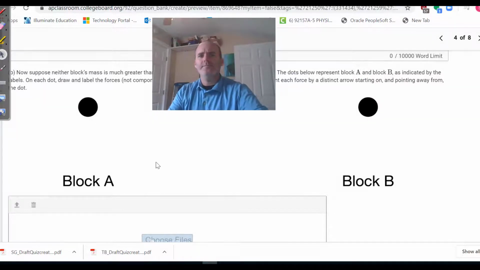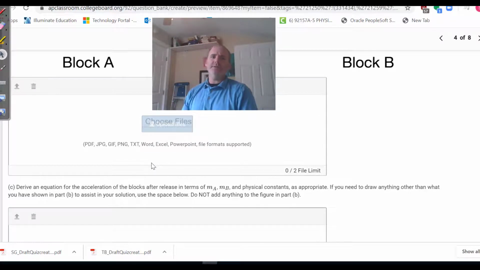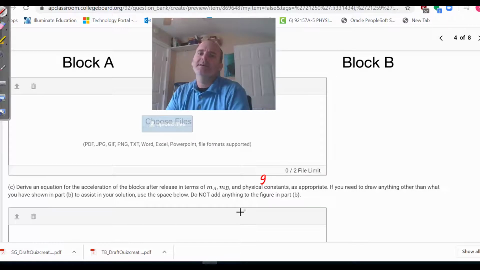So now here's where we need to do a little bit of math. Here, derive, come up with an equation for the acceleration of the blocks after they release in terms of mA and mB and physical constants as appropriate. A physical constant here, what they're getting at is g. Like we know that that's 10 meters per second squared.